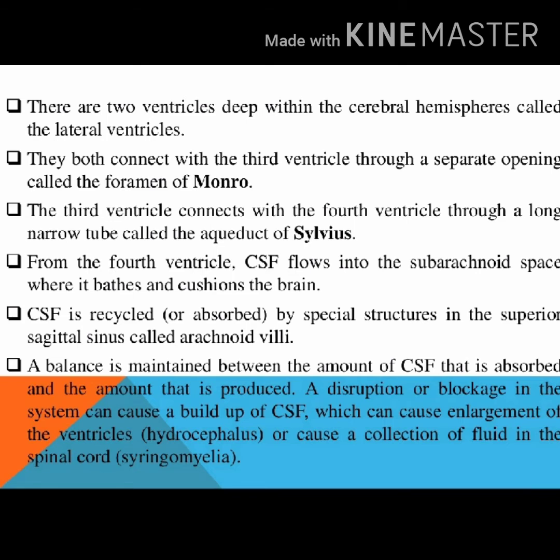which can cause the enlargement of the ventricles. That clinical condition is called hydrocephalus, or it causes a collection of fluid in the spinal cord. That condition is called syringomyelia. Here, the disruption or blockage causes a health issue with CSF building up in the ventricles or in the spinal cord itself. Enlargement of the ventricles causes one type of clinical condition, and the spinal cord causes another type. So, the maintenance of the cerebrospinal fluid is important.